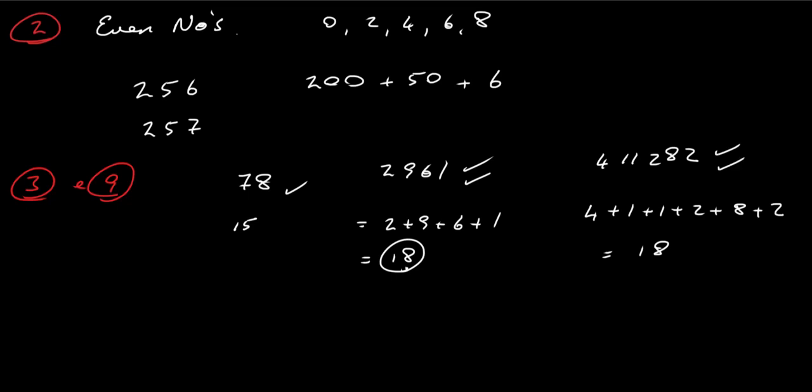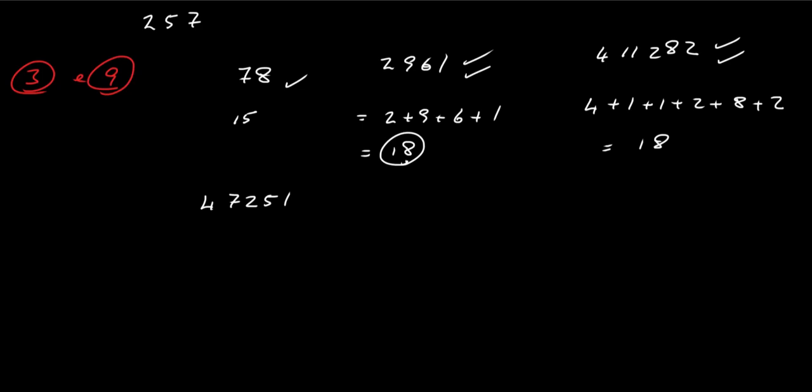Let's do one more. Let's take 47,251. Okay, so let's just add these digits. So you've got 4 plus 7 plus 2 plus 5 plus 1, that's 7, 9, 14, 15... 19. So 19 is not divisible by 3, so this is not divisible by 3. 19 is not divisible by 9, so this is not divisible by 9 either.